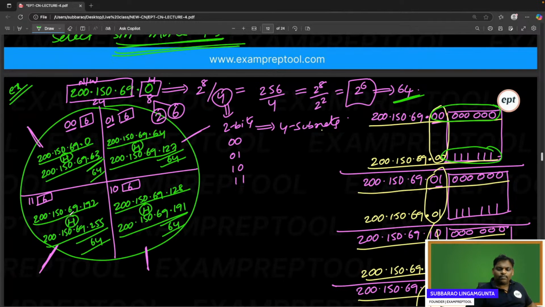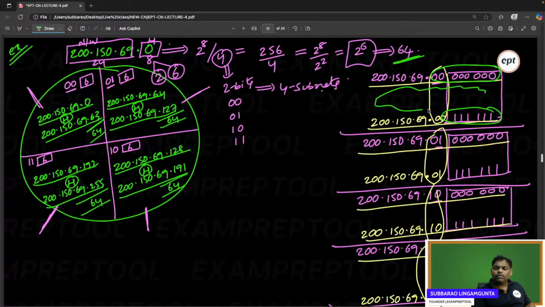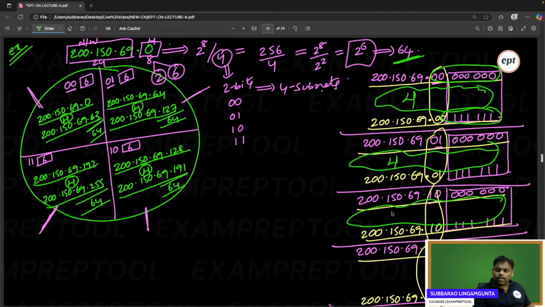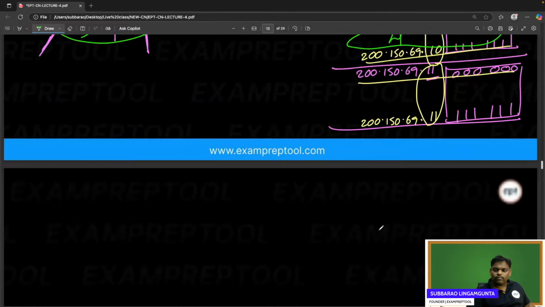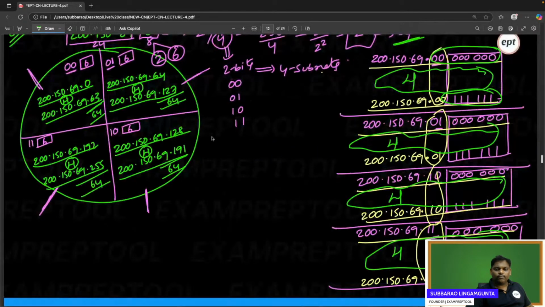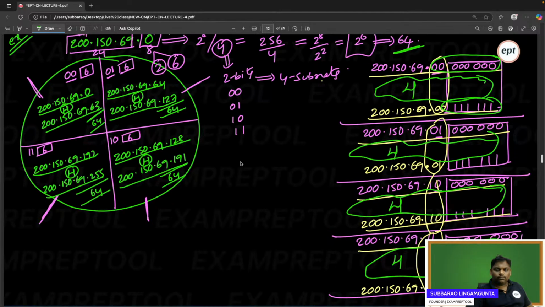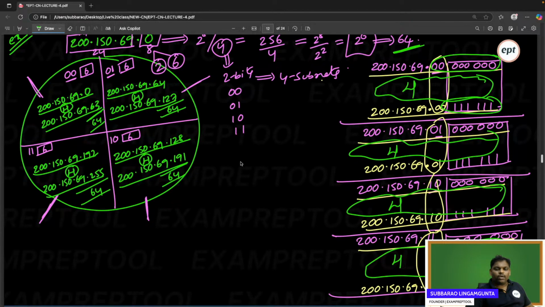Is it okay? In between, these all are hosts. These all are hosts. Is it okay?